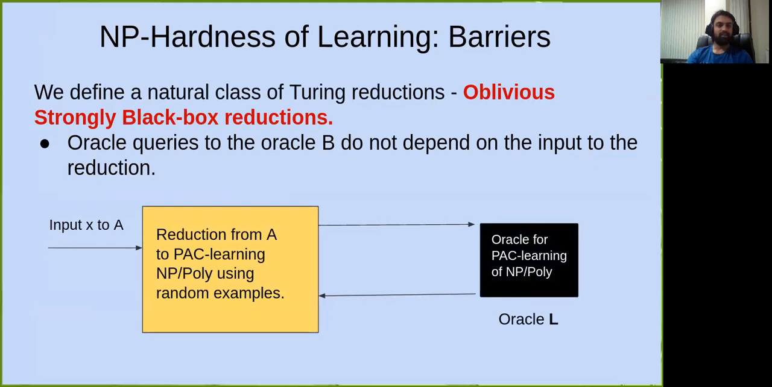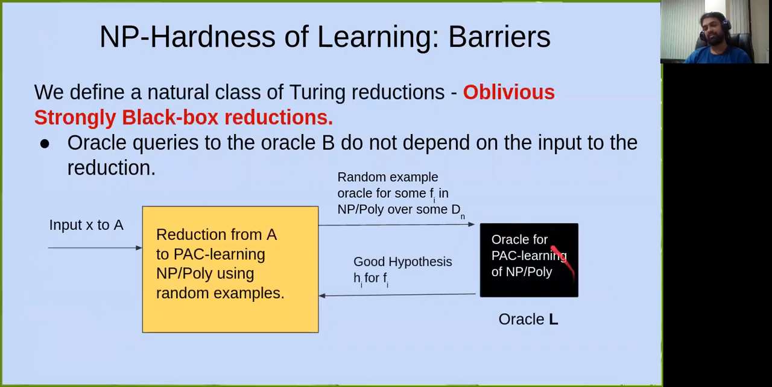In some more detail, suppose we have a reduction from a problem called A to PAC learning NP/poly using random examples. And we have an input x to A. What the reduction does is that it makes queries to the oracle which PAC learns NP/poly. And any query is just a description of a random example oracle for some f in NP/poly and some distribution D. And by the guarantees of the learner, we get a good hypothesis h_i for every f_i which has been queried this way. So the reduction obtains a bunch of hypotheses for the bunch of queries which it makes, and it may also use these hypotheses within itself to compute the value of A(x).